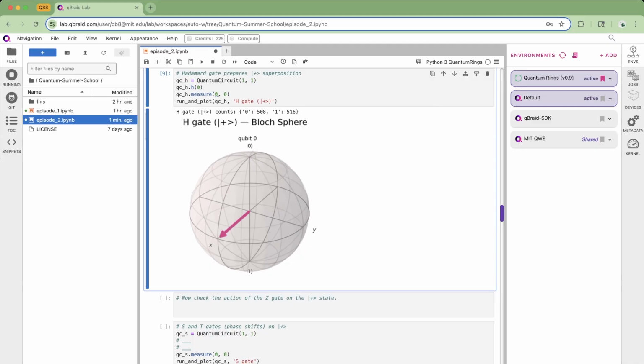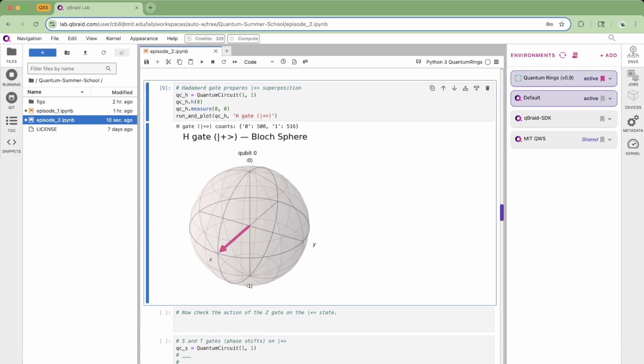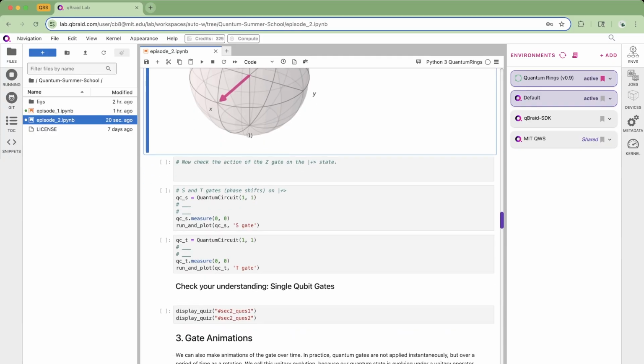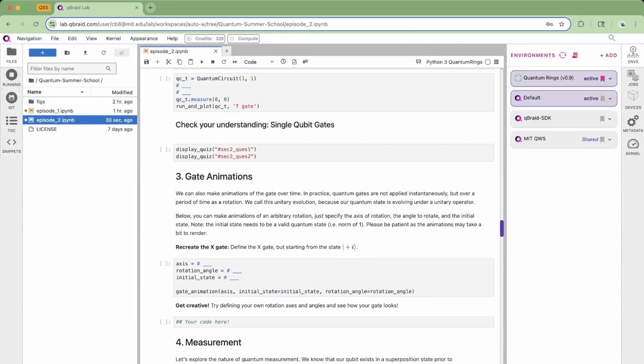If we want to see what the action of the Z gate does, then we can prepare the plus state and then apply the Z gate. And then we should be able to see a 180-degree rotation around the z-axis to the minus state, the minus x-axis. Here you can try and test that out with the Z gate, and you can also try testing out the S and T gates, which are phase shifts. First prepare the plus state, and then see the S and T gates acting on those. There are more quiz questions here as well.